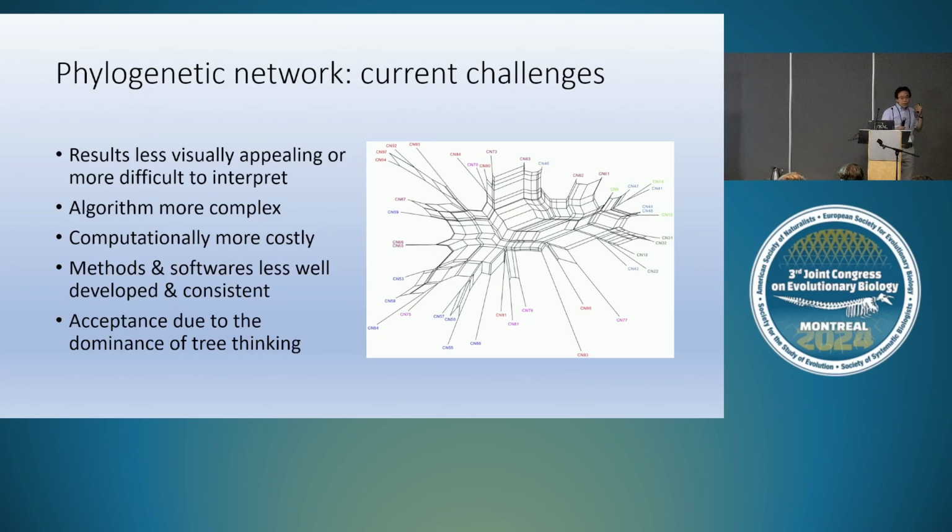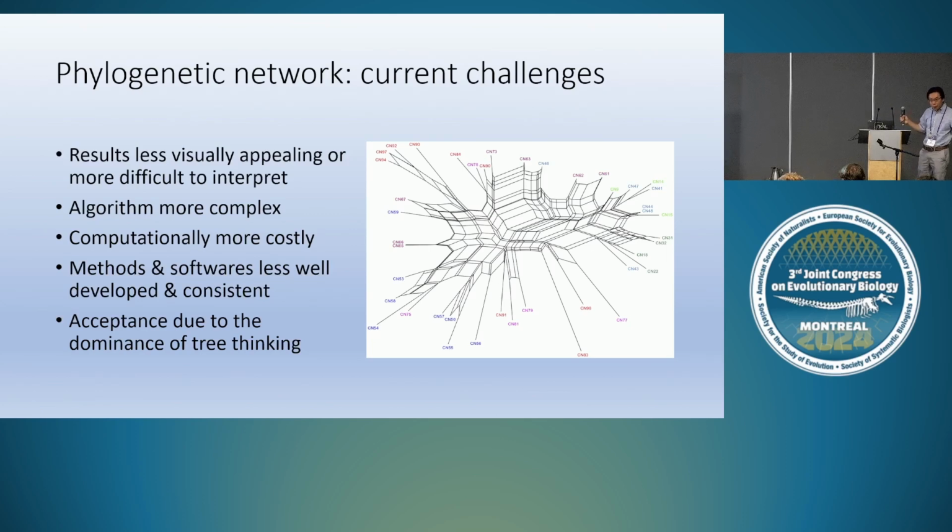But of course, there are some challenges with the phylogenetic network approach. Again, tree methods have been well developed, as you have seen in this session. People are still developing or refining different methods to construct phylogenetic trees. But phylogenetic networks, of course, are much more complicated, by orders of magnitude. There are some other challenges shown here. So the results may be less appealing than a phylogenetic tree.